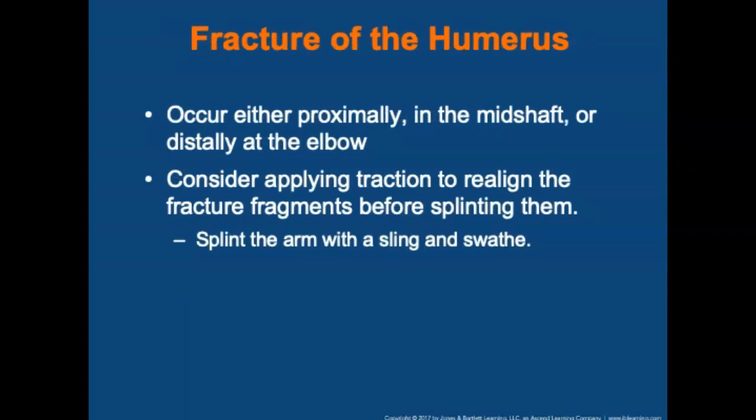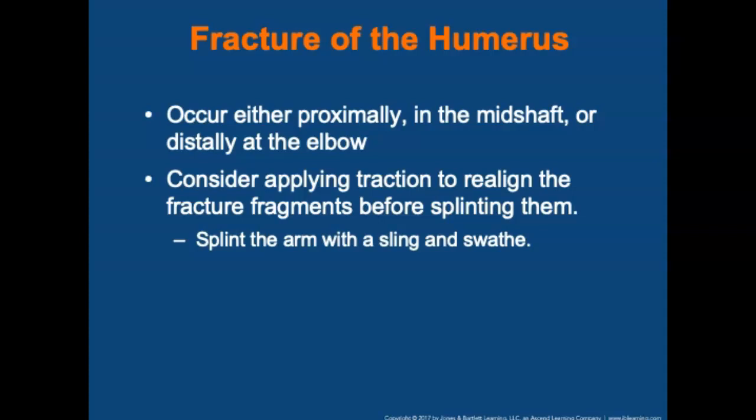Okay, so now we are going to talk about fractures of the humerus. Fractures of the humerus occur either proximally, in the midshaft, or distally near the elbow. Fractures of the proximal humerus resulting from falls are common among older people. Fractures of the midshaft occur more often in young patients, usually as a result of a violent injury.